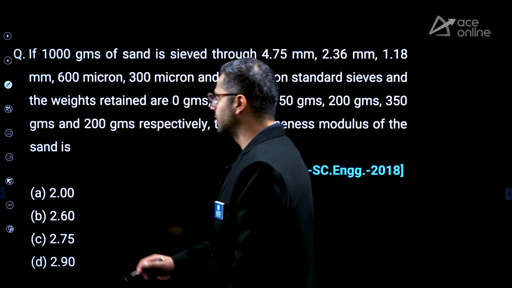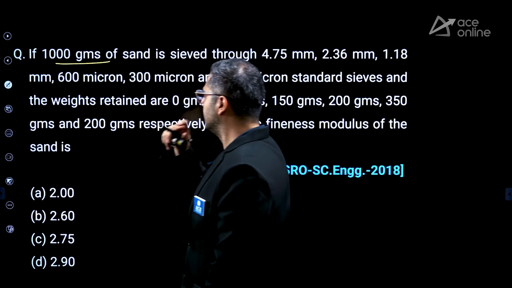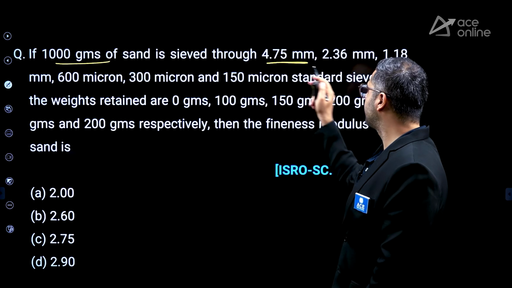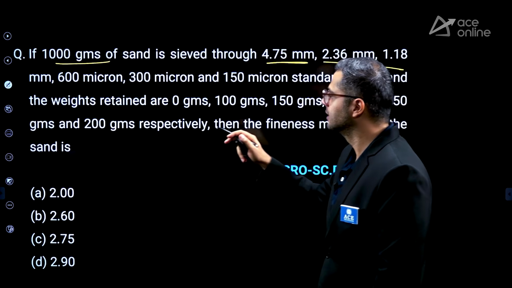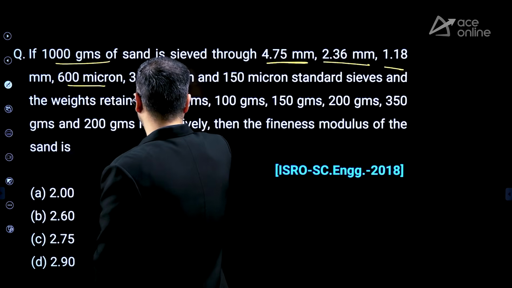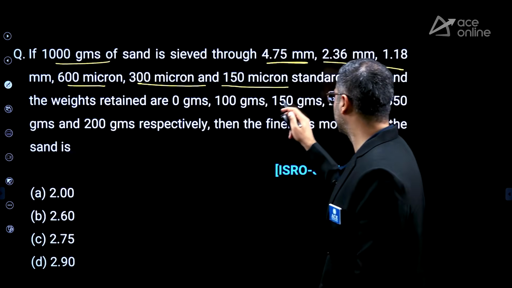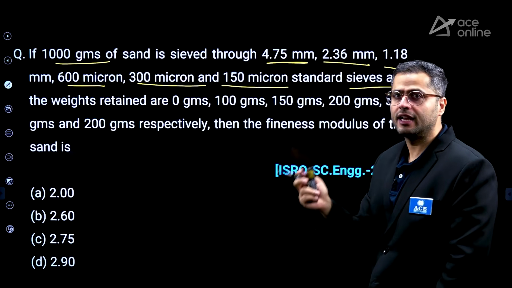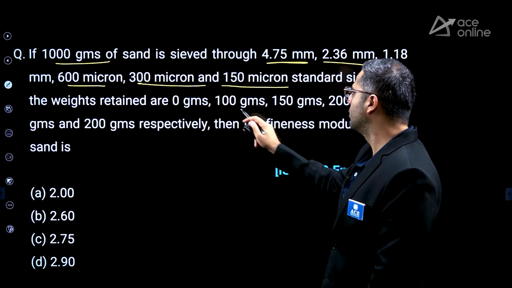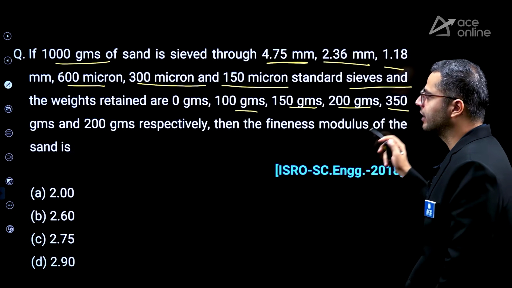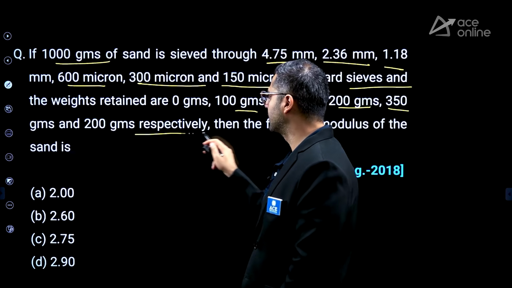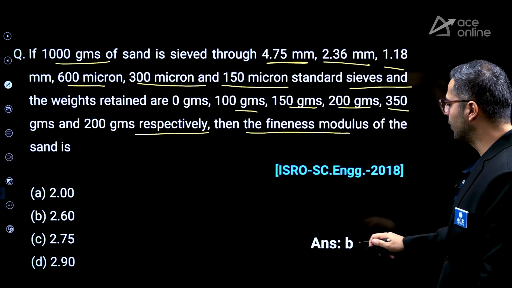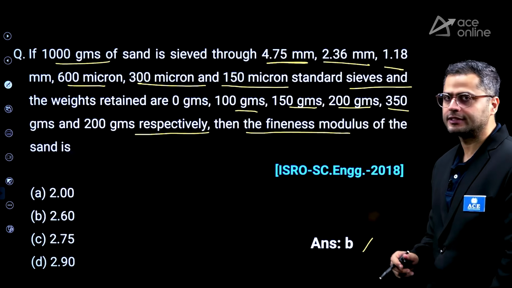Apart from that, here, 1000 grams of sand is sieved through 4.75 mm, 2.36 mm, 1.18 mm, 600 micron, 300 micron, and 150 micron standard sieves, and the percentage retained weights are already given. So 0, 100, 150, 200, 350 and 200 respectively. Then the fineness modulus, what is it? The answer for this will be 2.6.